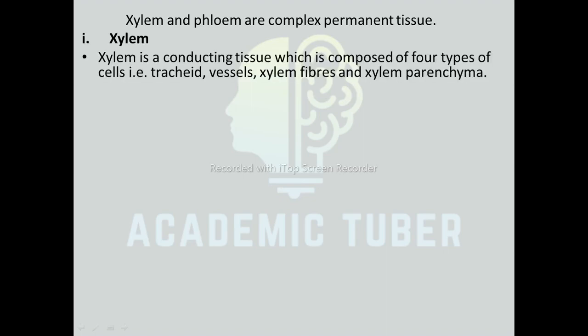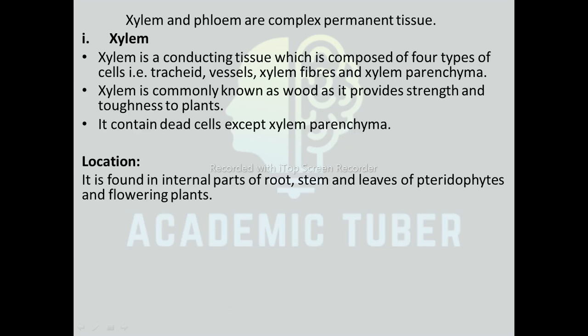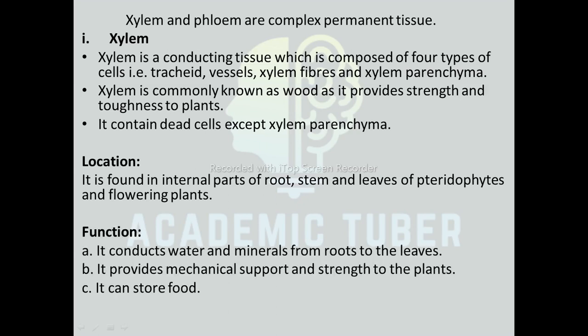Xylem. Xylem is a conducting tissue which is composed of four types of cells, that is tracheids, vessels, xylem fibers and xylem parenchyma. Xylem is commonly known as wood as it provides strength and toughness to plants. It contains dead cells except xylem parenchyma. Location: xylem is found in the internal parts of root, stem and leaves of pteridophytes and flowering plants. Functions: it conducts water and minerals from root to leaves. It provides mechanical support and strength to the plants. It can store food.